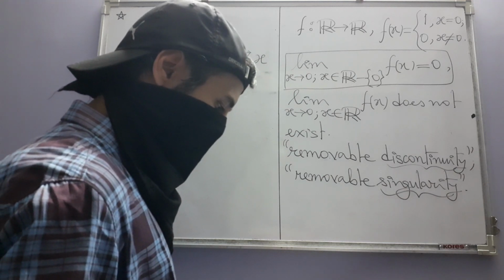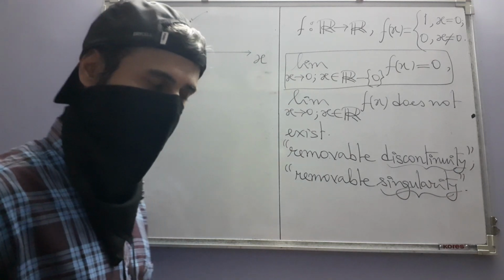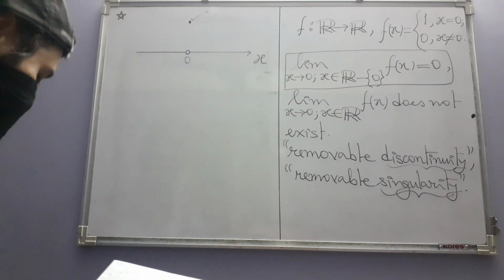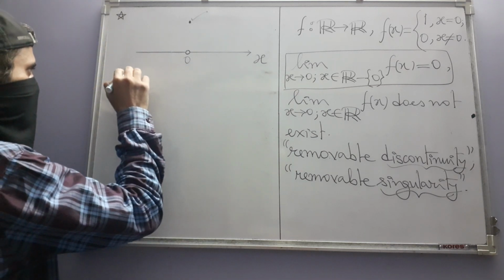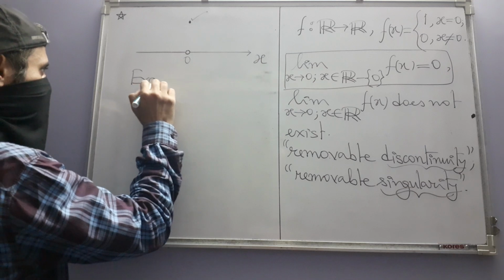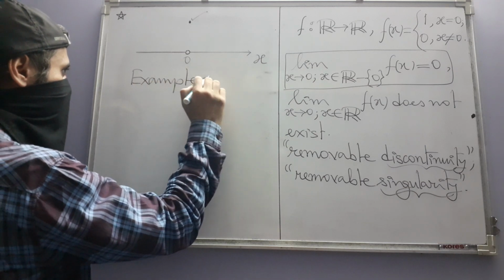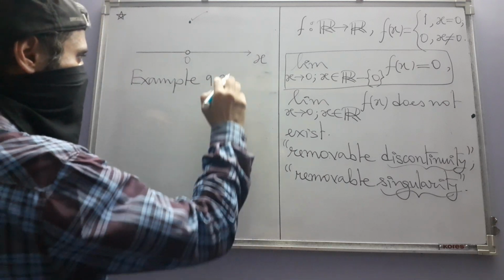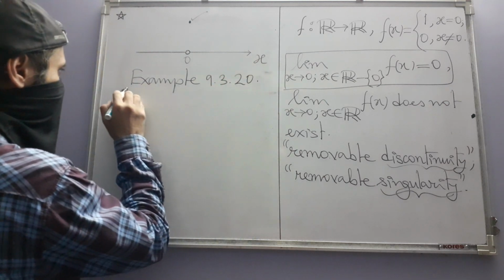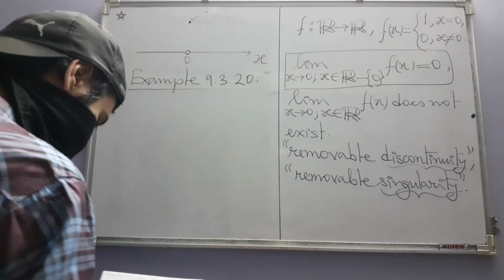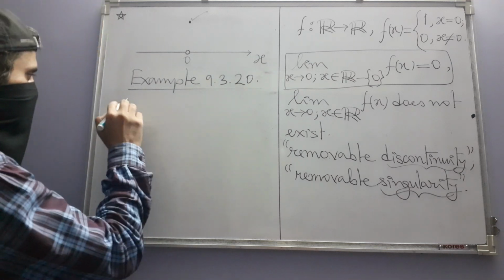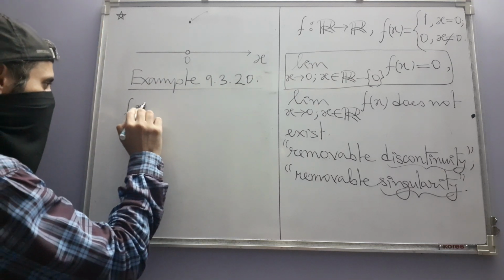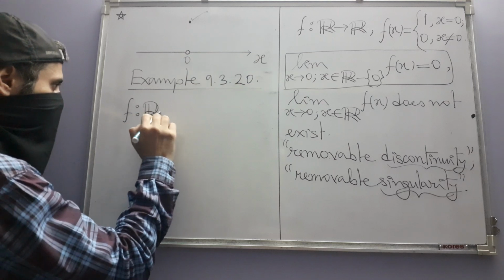And then there are two more examples. So let's go through them and then this section will be over. The next one is 20. The function that we have here is this.